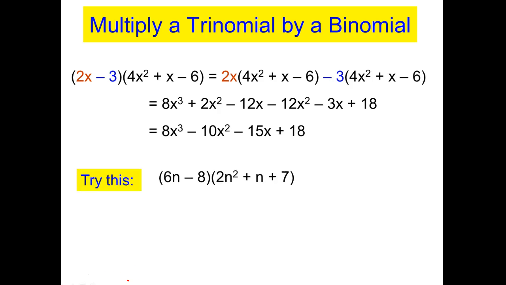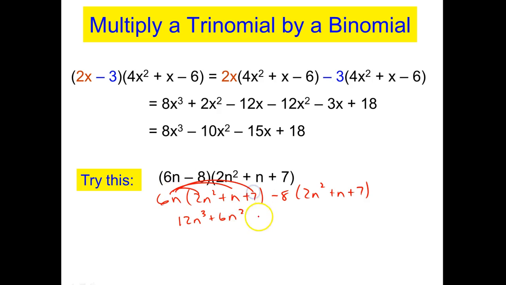Okay, so here's one to try. We're going to multiply the 6n times everything. And then we're also going to distribute the negative 8 with everything in the trinomial. So that's 6n times 2n squared. That's 12n to the third. 6n times n is 6n squared. And 6n times 7 is 42n.